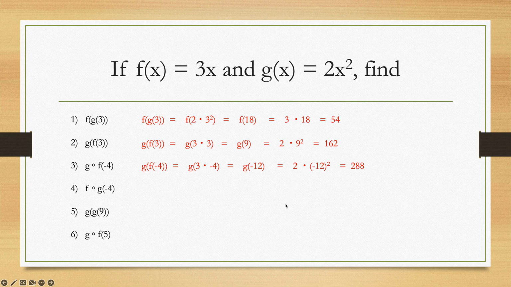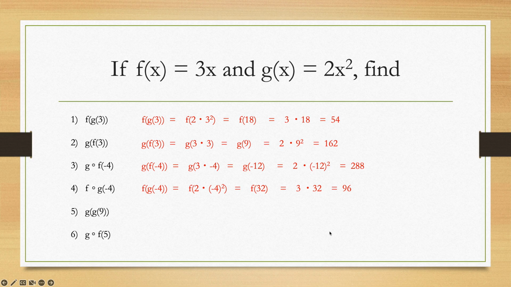Times 2 is 288. Now f of g of negative 4 is the opposite order. I hand the negative 4 to g, it's going to square it and make 16, multiply by 2 and get 32. Then I hand the 32 to f, which is 3 times whatever you give to f. The input is 3 times 32, which is 96.